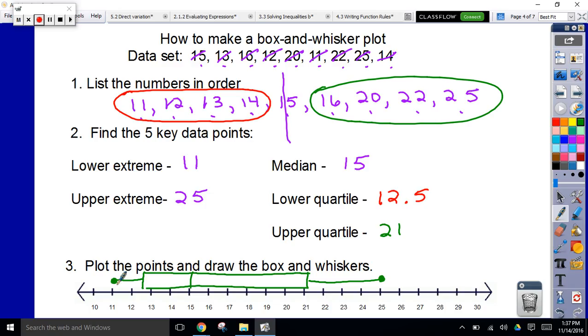On the next slide, there is a data set for you to try making a box and whisker plot from. Okay, so let's go on to that.